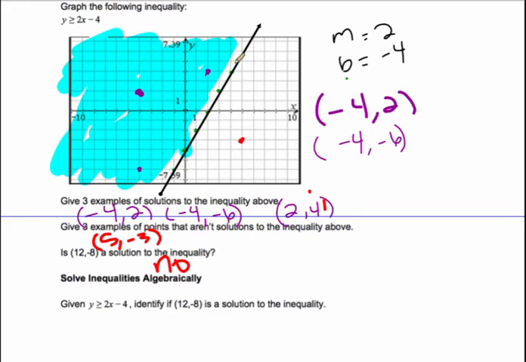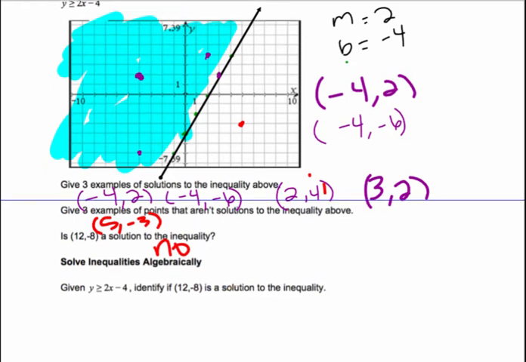Now remember, points on this line are solutions. Let me go back and add one more here. For example, this point right here is on the line. That is a solution. So that's 1, 2, 3, 2. So 3, 2 is a solution because it's on the line and the line is solid. Why is the line solid? Because of the equal to. All right, so now we're going to solve these inequalities algebraically and see if they are solutions.